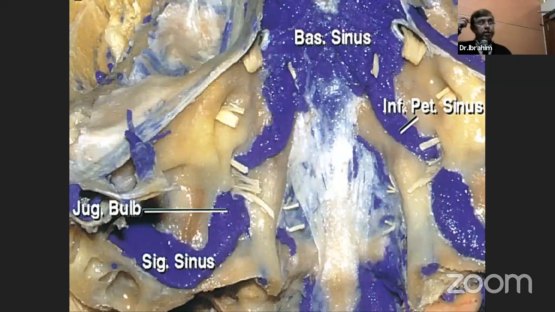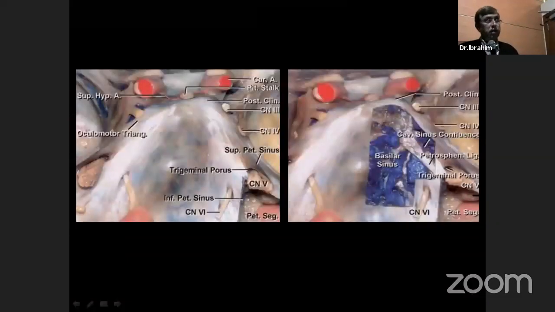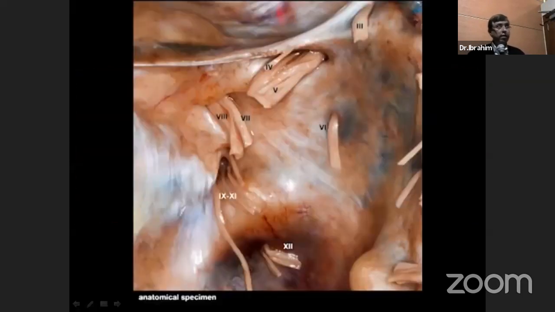Again, you have to picture it in your mind, not only the arteries, the nerves, brainstem, cerebellum, but also the venous sinuses. This is called the basilar venous sinus. This is the inferior petrosal sinus, superior petrosal sinus. This is the sigmoid sinus. And when you come to the clivus and petrous, if you remove the dura, you will also have this plexus of veins there. So it's a complex anatomy that anybody who wants to operate there must master.